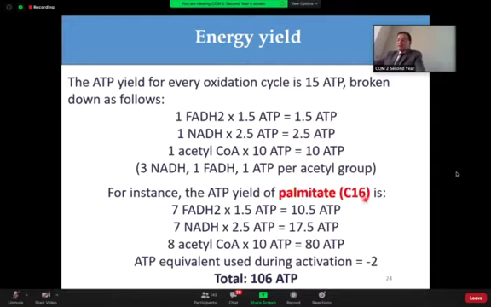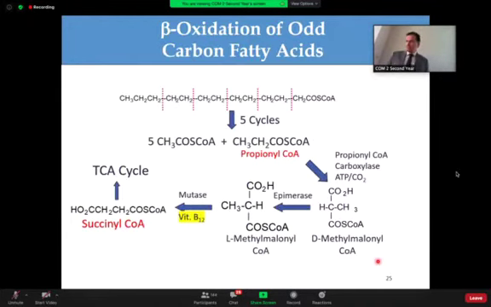So for palmitate C16, how many ATP will we produce? 1 FADH2, this is all basically from each cycle, around 15 ATP. If you have C16, we're talking about each cycle, so 15 times. How many cycles for C16, palmitate? 7. Will be 7, right? 7 times 15 will give you 106. If you take into consideration the activation needed to activate the fatty acid, which is 2 ATP. This is how we do the math.